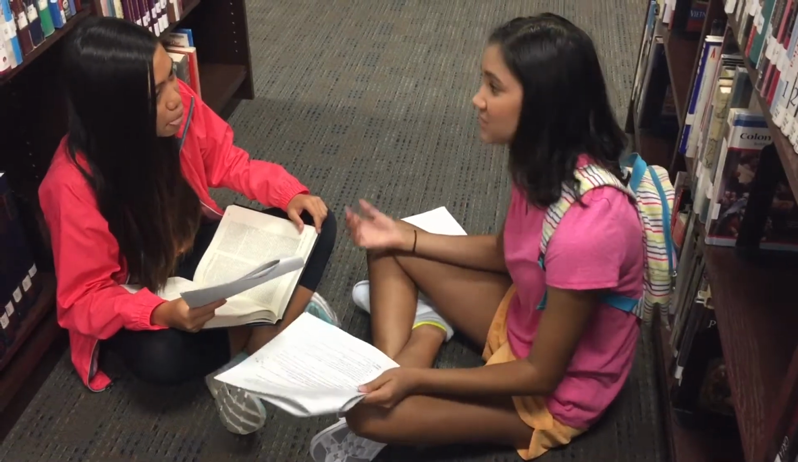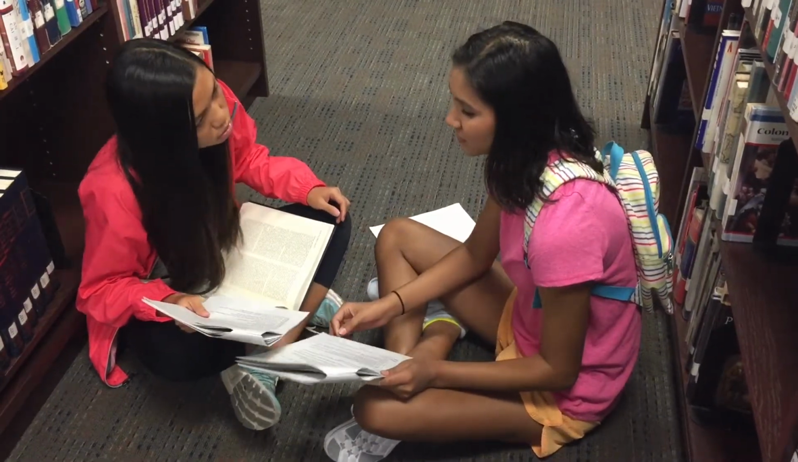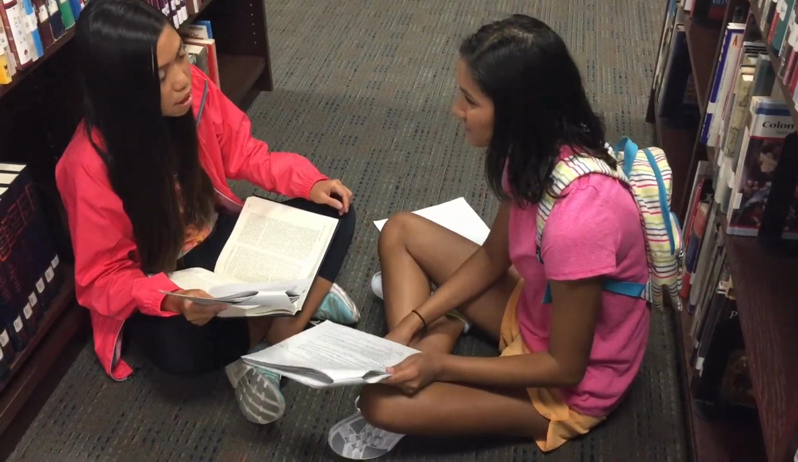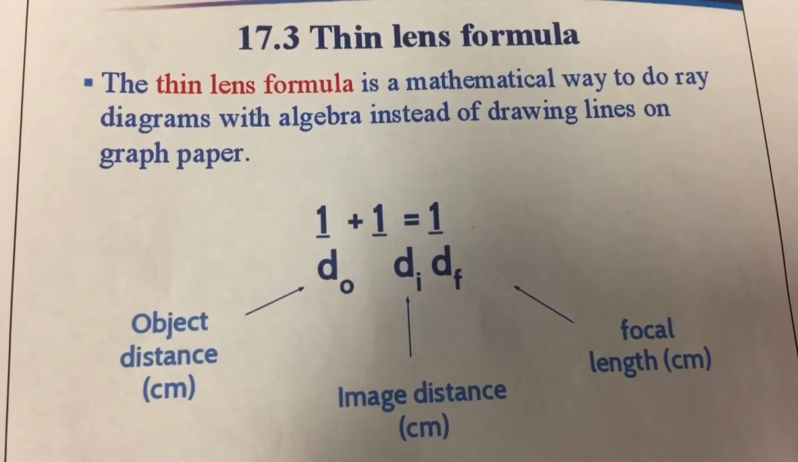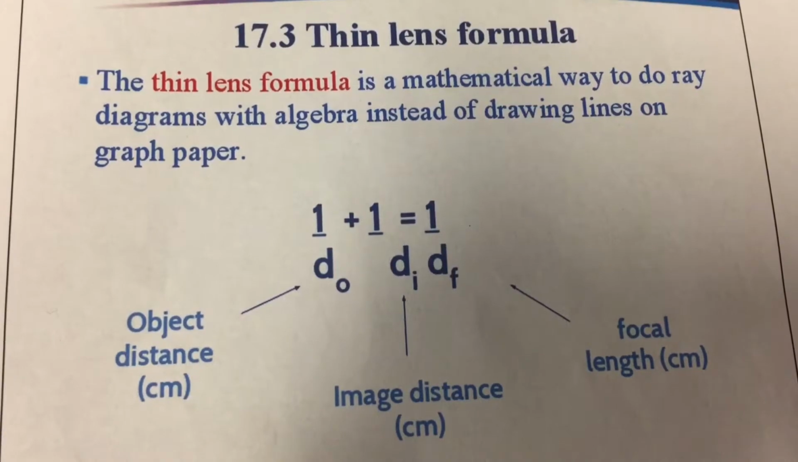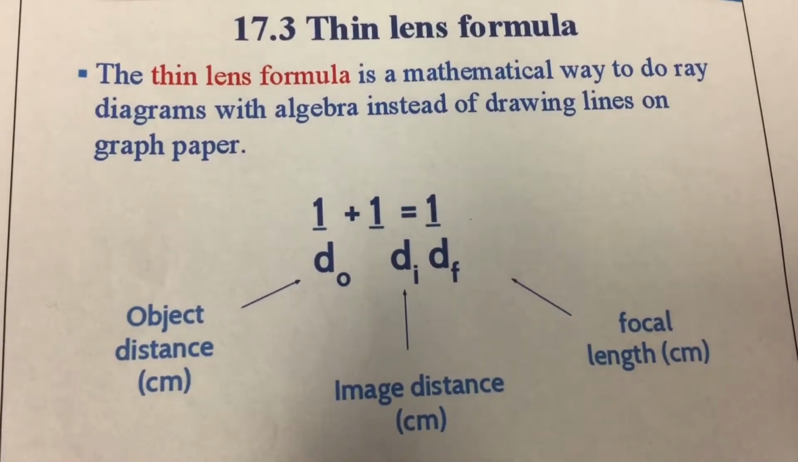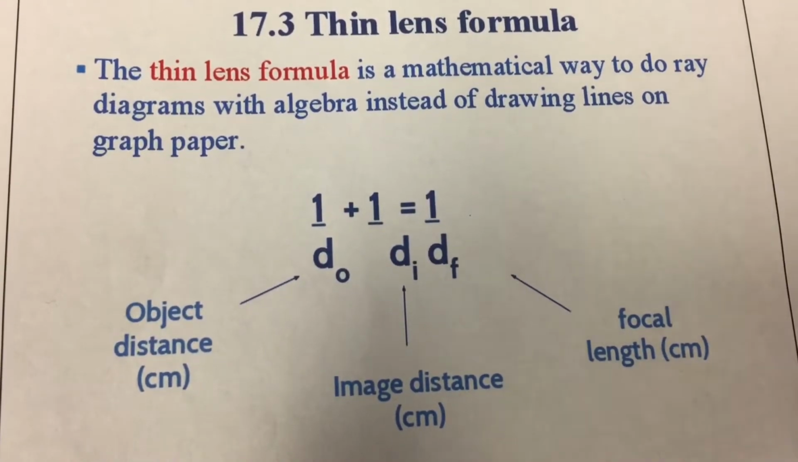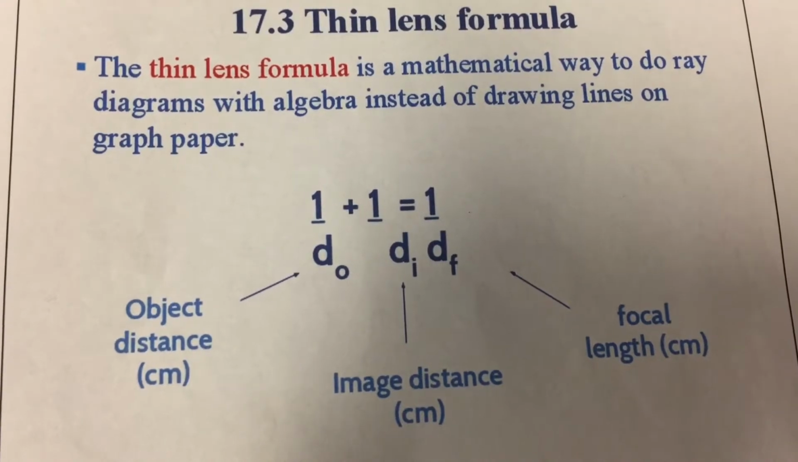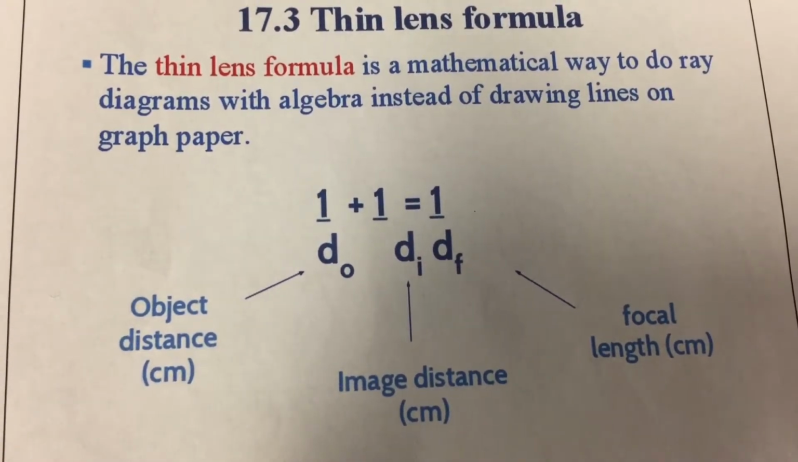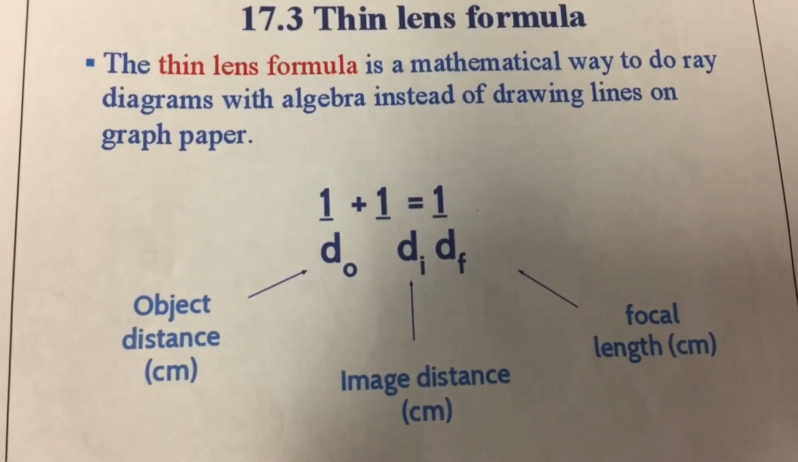Interesting. Yes, there is also a way to do ray diagrams with algebra instead of drawing lines on graph paper. It's called the thin lens formula. The thin lens formula is a mathematical way to do ray diagrams with algebra instead of drawing lines on graph paper. And the equation is 1 over d naught plus 1 over d initial, which equals 1 over d final. D naught is the object distance in centimeters. D initial is the image distance in centimeters, and d final is the focal length in centimeters.